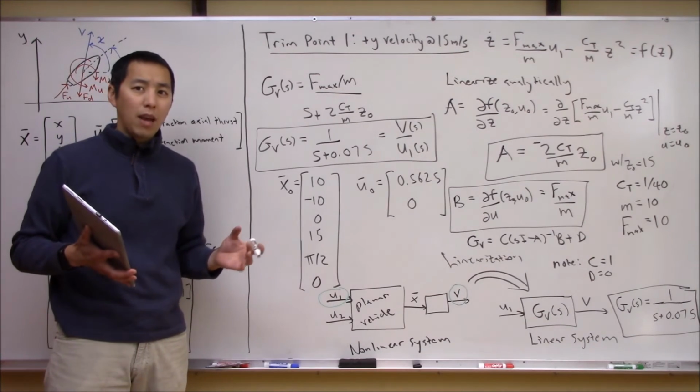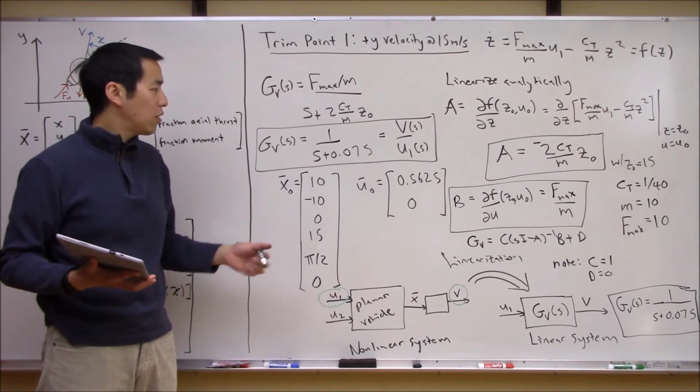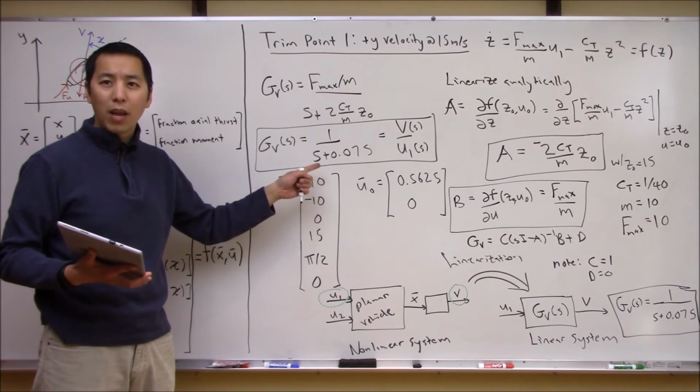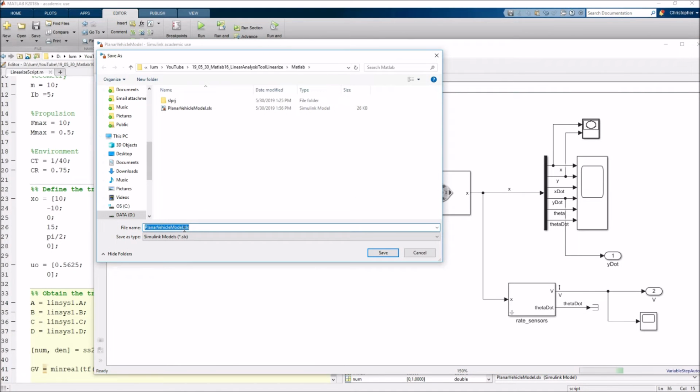Let's go back over to MATLAB and see, is there another way or another set of tools we can use to also linearize it and see if it gives us this exact same answer. All right, so to linearize a system using linmod, let's go back to our Simulink model, and I'm actually going to save this as a second model here, just to illustrate that they are two different methods. So I'm going to call this planar vehicle model, maybe underscore linmod.